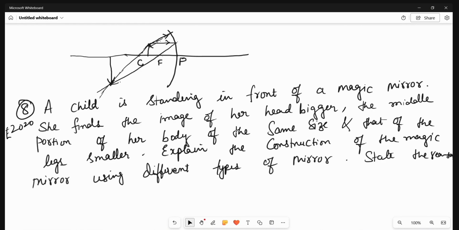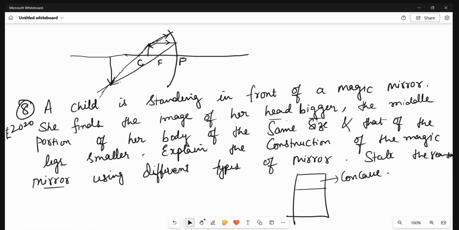So one child is standing in front of the magic mirror, and it is made of different types of mirrors. Where the image is bigger, that is, our head is bigger, there it should be a concave mirror, correct? Because the person has to see a virtual image, we want an erect image there. A child's erect image we want, so that it can be seen properly.